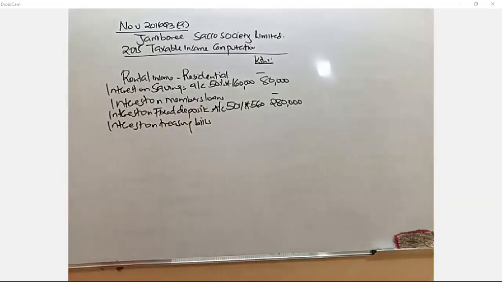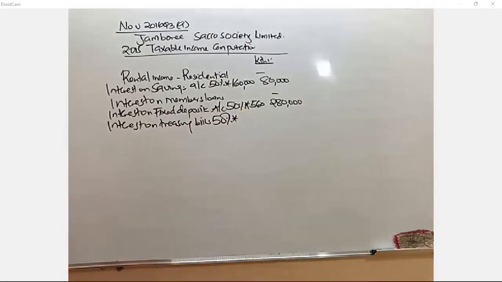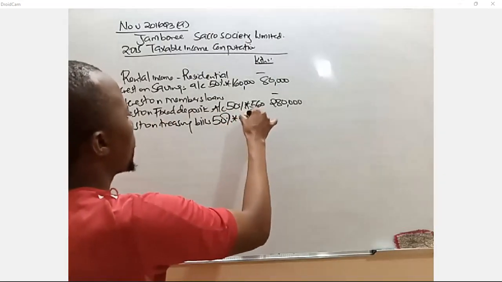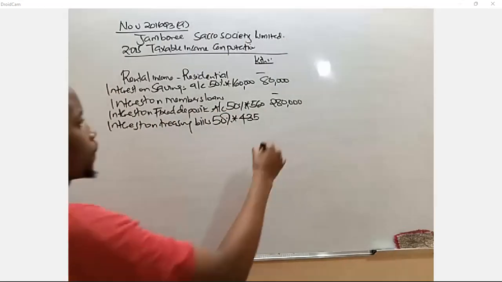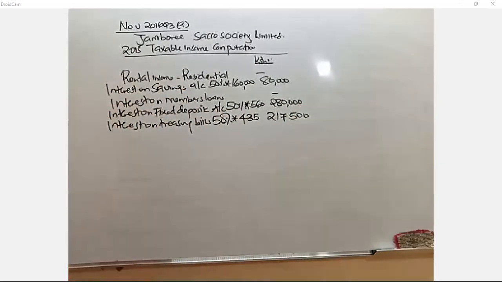Interest on treasury bills, how much is this? We take 50%. 50% of how much? It should be 50% of 435,000. I think we should be getting to 217,500. Should be something closer to that. Do you have any other problem? We say no.